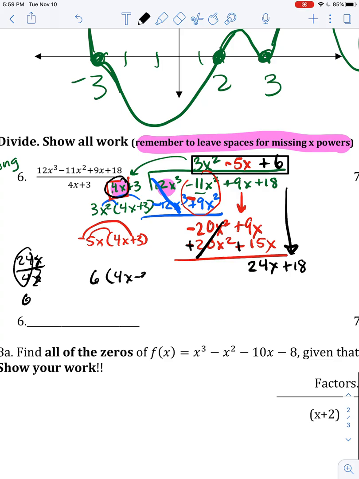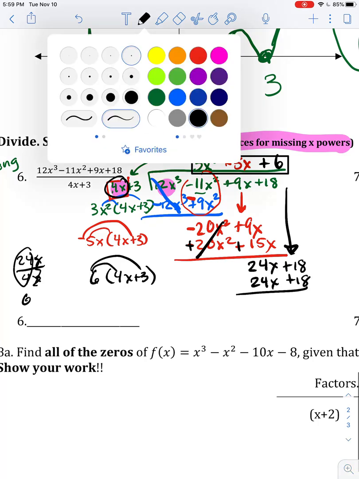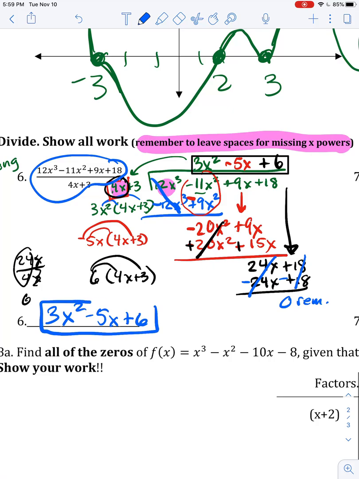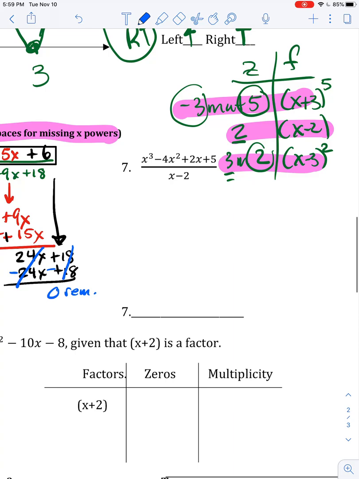So I'm going to take that 6 and multiply it by this side part, 4x minus 3. Actually, it's a plus, sorry. That will turn into 24x. That turns into 18. So in this case, there actually isn't going to be a remainder because when I do 24 minus 24, it's gone. 18 minus 18, it's gone. So I have 0 as my remainder, which means I don't have a remainder, which means when I divide these two things, it goes in evenly and I get this as my final answer, no remainder.